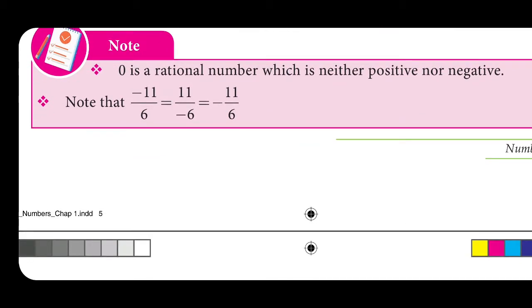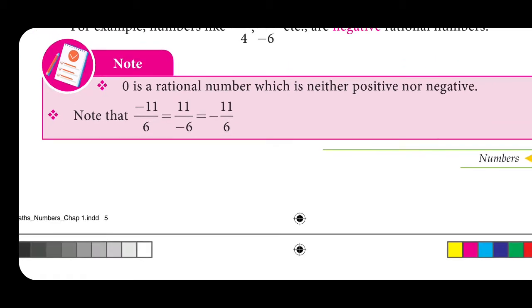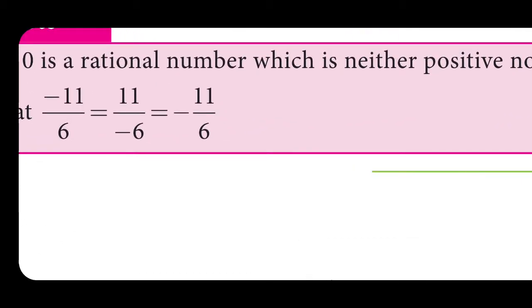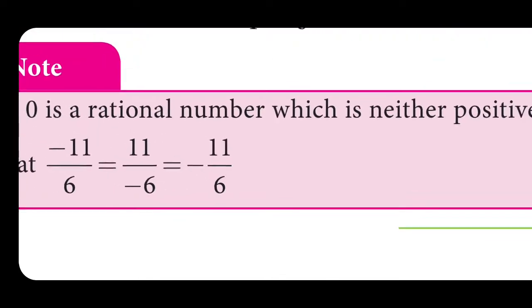Next, 0 is a rational number which is neither positive nor negative, so it's neutral. It's not positive, it's not negative. Next, suppose there is a minus sign in the numerator or denominator, you write it in front of the fraction. Minus 11/6 or 11/minus 6 we can write as minus of 11/6. This is the standard form of a negative fraction number.